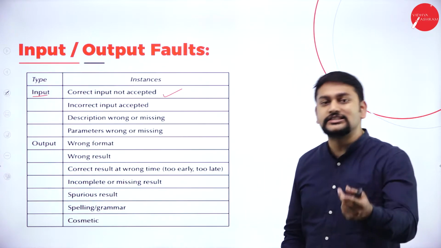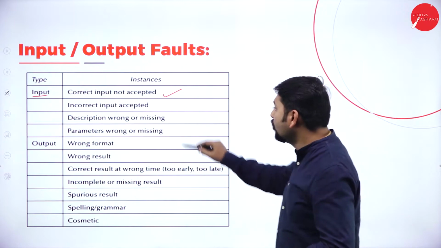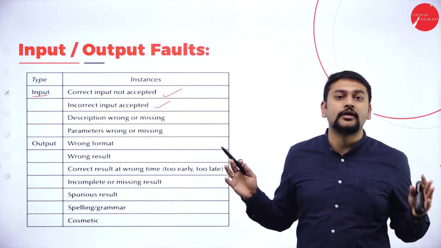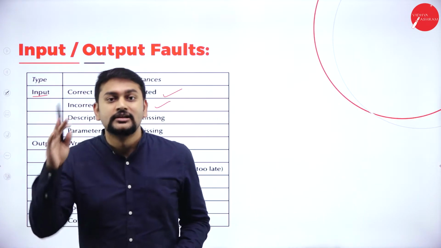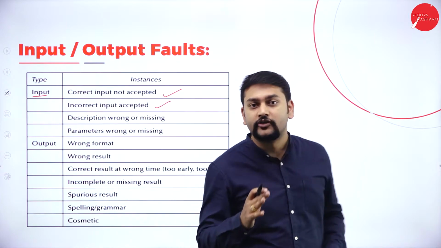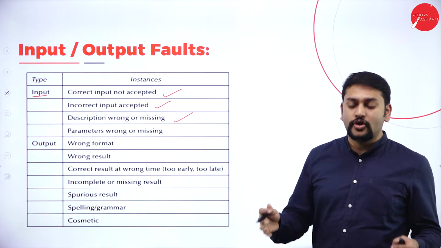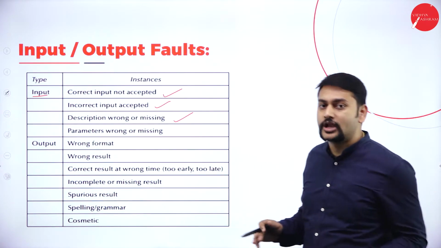What is the next scenario that you can expect with respect to the fault? You have entered an incorrect input and it is accepted. The system is accepting the incorrect input. So that is the second fault that you can observe. The next one is description wrong or missing. You have not given the description at all, so it is missing.